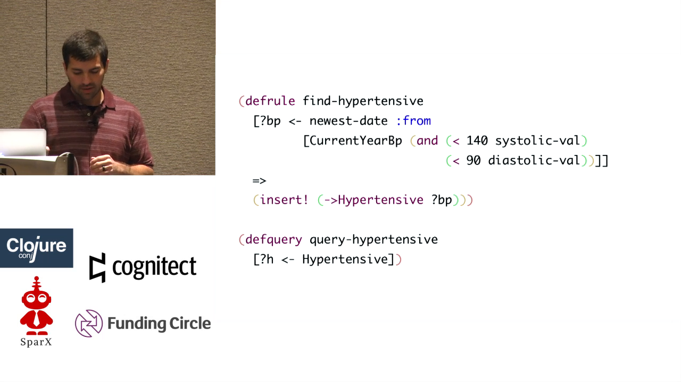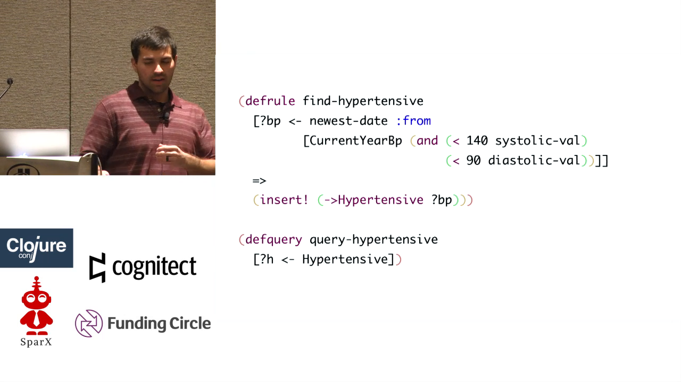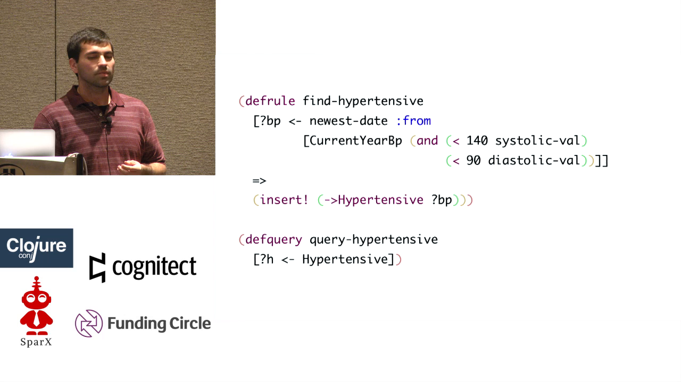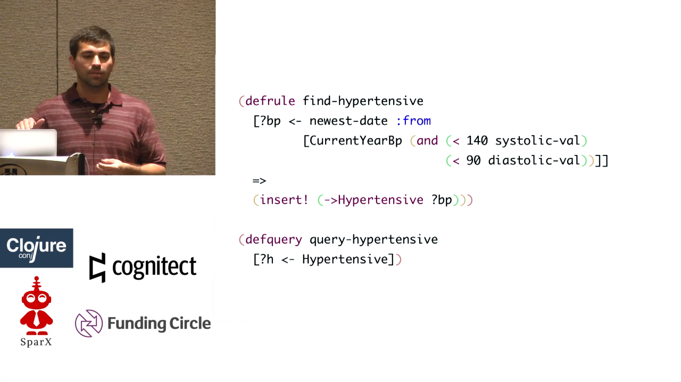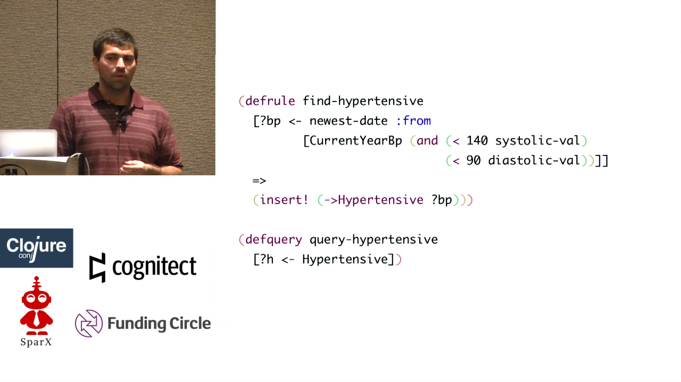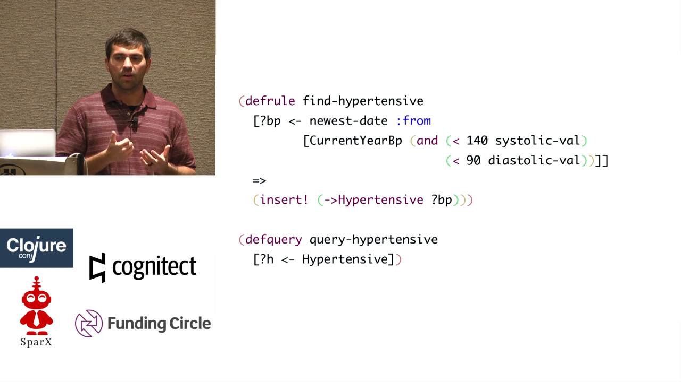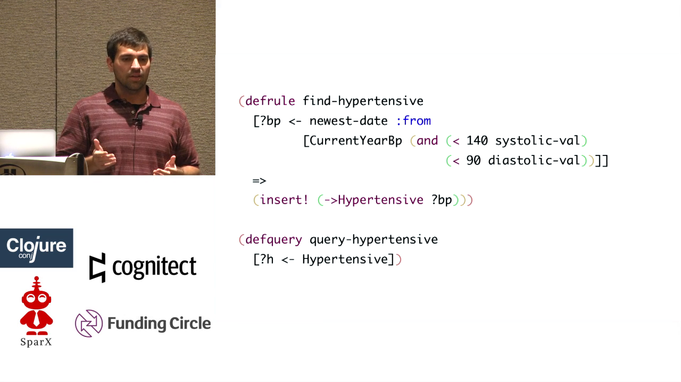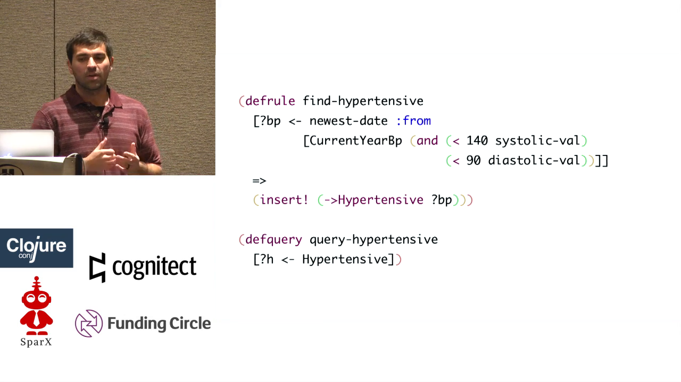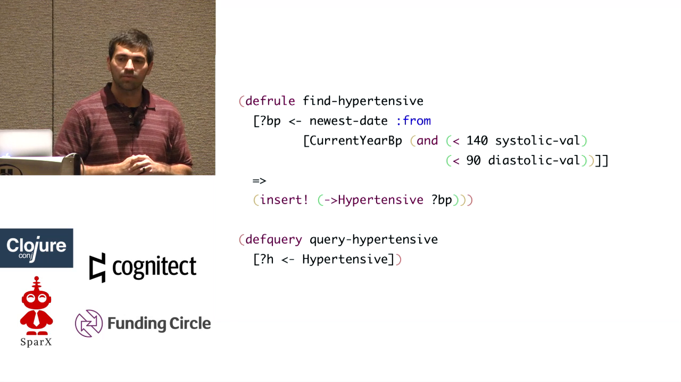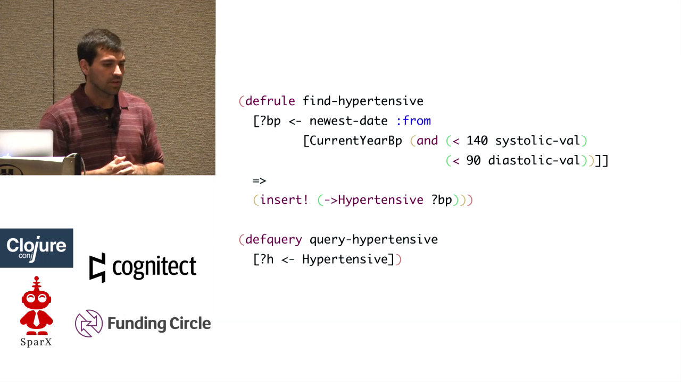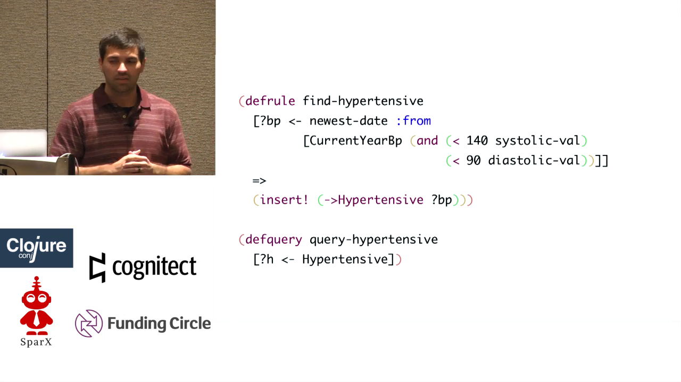There are interesting things going on here, though. The hypertensive fact that's being inserted takes as an argument the BP that caused it. Also notice I'm using an accumulator, because I might have more than one in the current year that is over 140/90, but I'm going to make a decision here: maybe I don't want to insert a whole bunch of hypertensive facts because that might not be that useful. Maybe I just want to take the newest one, since it's more recent than the other ones.